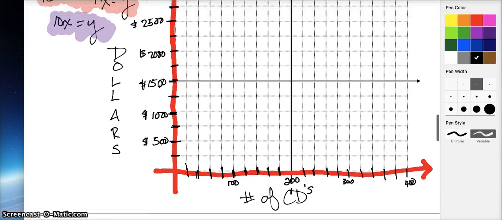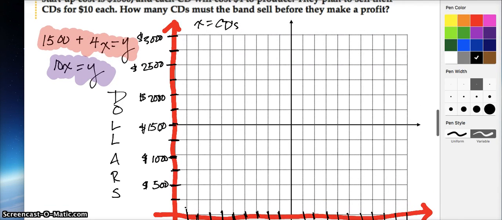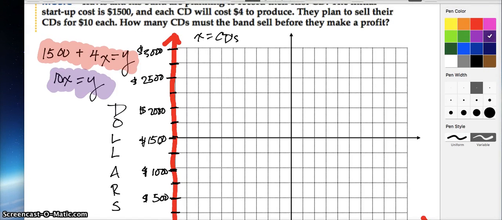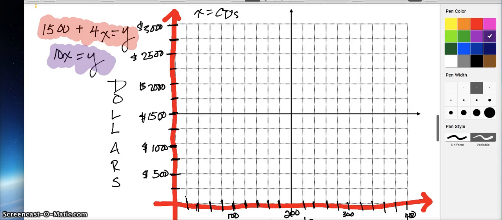Our x-axis will be the number of CDs and the y-axis will be the dollars, and we're going to just graph it. So if I graph this purple equation first, which we know is the revenue, the money coming in. We know that the y-intercept is 0. Let me go ahead and slide this down so we have the y-intercept is going to be right here at 0. There we go. Y-intercept is at 0 because y is equal to 10x. And then it goes up 10 and over 1.